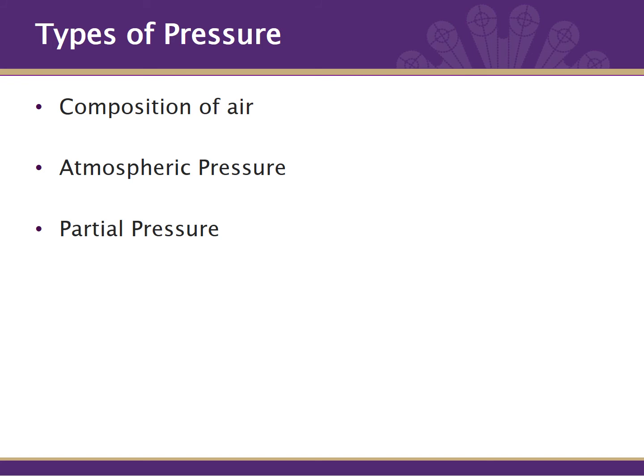Air is composed of 78.6% nitrogen, 20.9% oxygen, 0.04% carbon dioxide. A few other gases make up a small percentage. The atmospheric pressure is the total pressure of all the gases combined. According to Dalton's law, each gas in a mixture of gases exerts its own pressure as if no other gases were present.